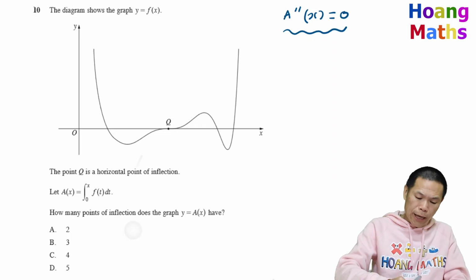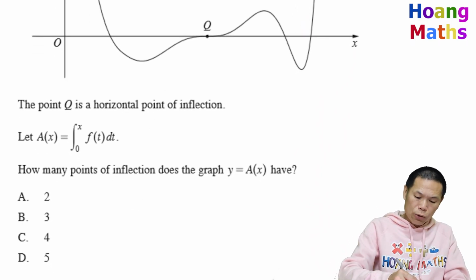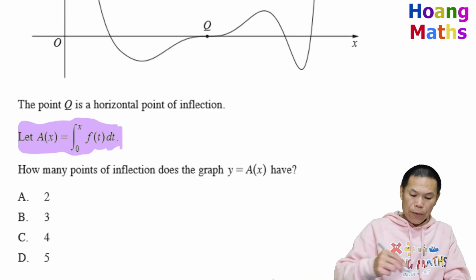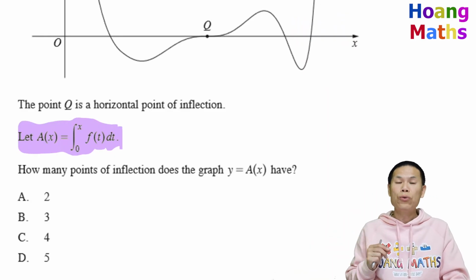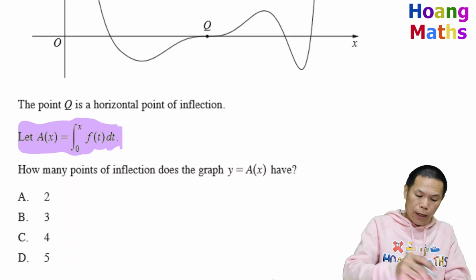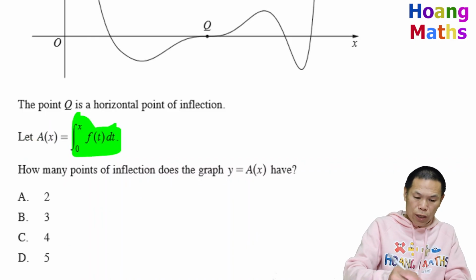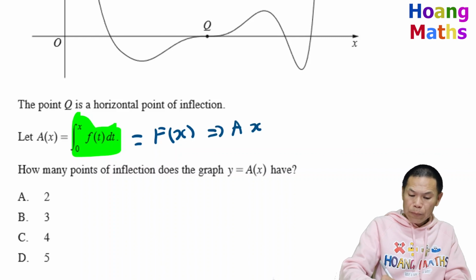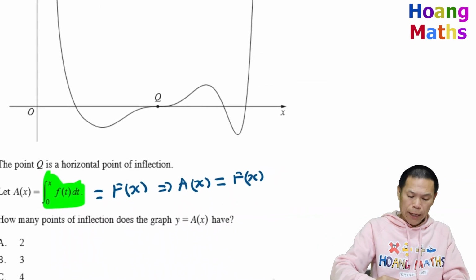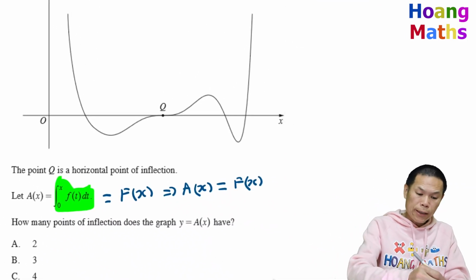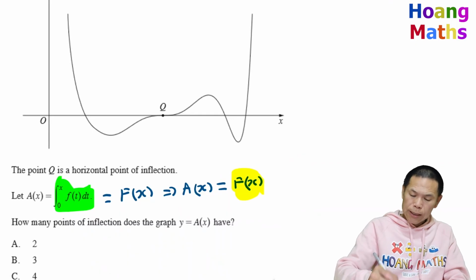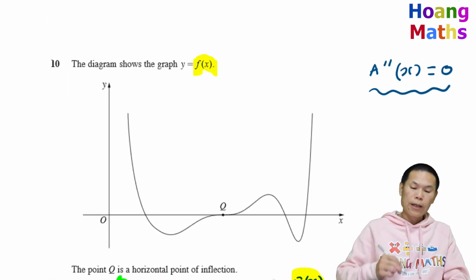Then we need to understand that A(x) is equal to the integral of f(t) dt from 0 to x first. This means that if we integrate and evaluate this, that will give us f(x). In other words, A'(x) is f(x). Please keep this in mind, okay? First of all, we know that this A(x) is the integration of f(x). So keep that in mind.